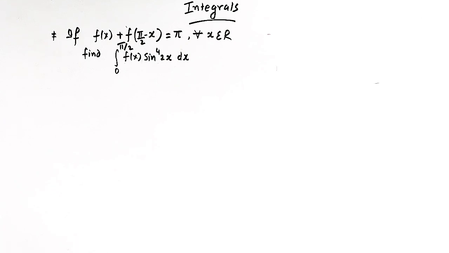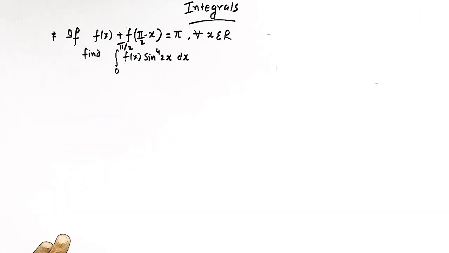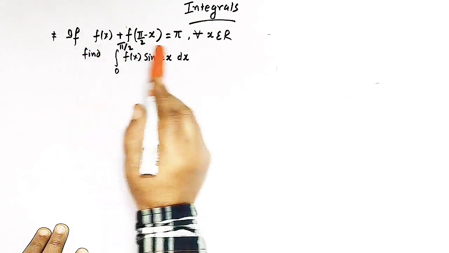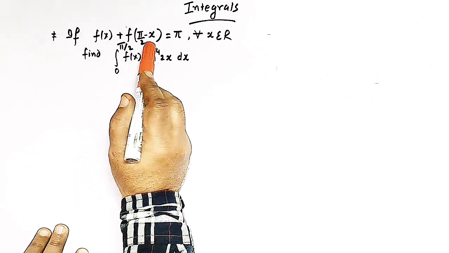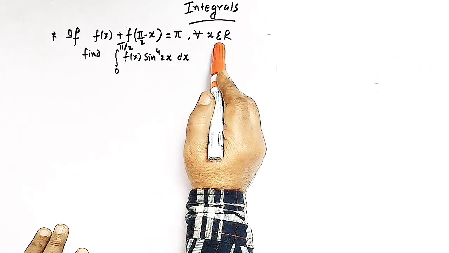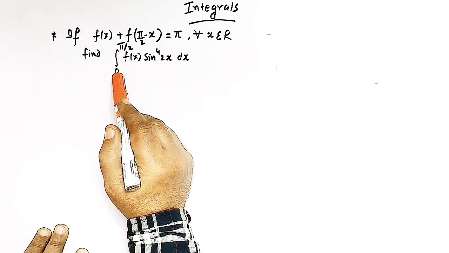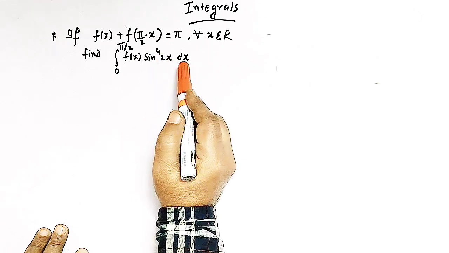Hello viewers, in today's session we are going to discuss an important and conceptual problem from definite integrals, and here we are going to solve this problem with the help of one important property of definite integrals. So we are given this problem where we have a function f of x which satisfies this equation, that is f of x plus f of pi by 2 minus x is equal to pi for all values of x belonging to the set of real numbers. And we have to find out the value of this integral, that is 0 to pi by 2 of f of x and sine 2x raised to 4 dx.